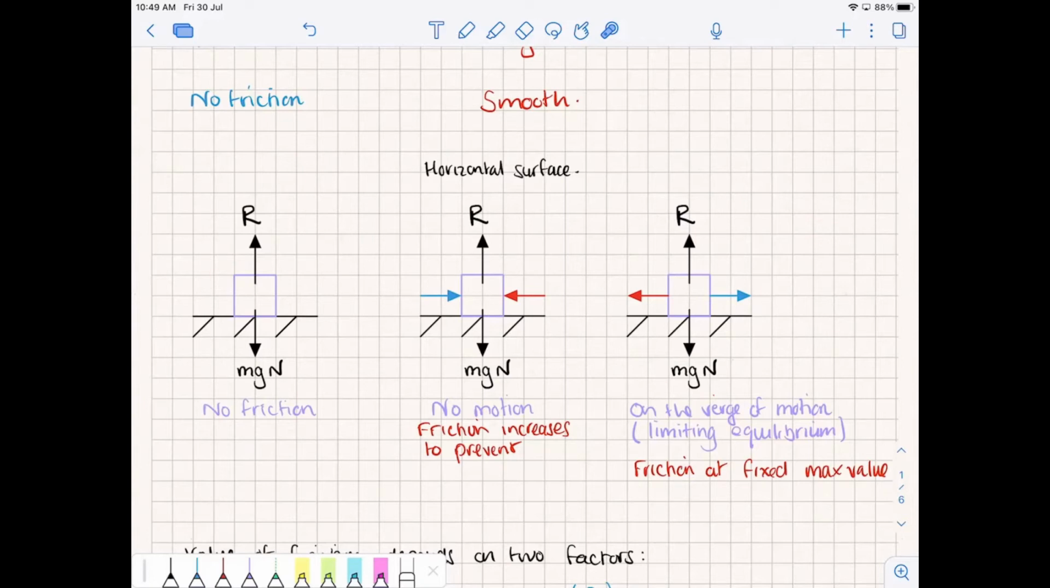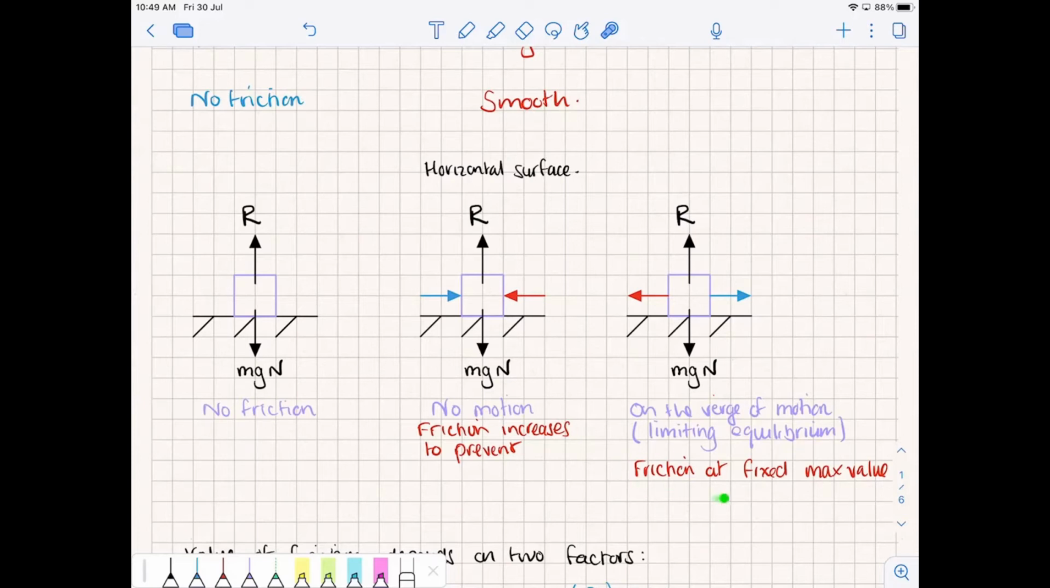We can get the object to a point where it's on the verge of motion. In other words, we're pushing it with just enough force that if I push with even the slightest amount more force, the object will move. We call this the limiting equilibrium. It's the point at which the object is on the verge of moving, so even the slightest bit of extra force would cause it to move.